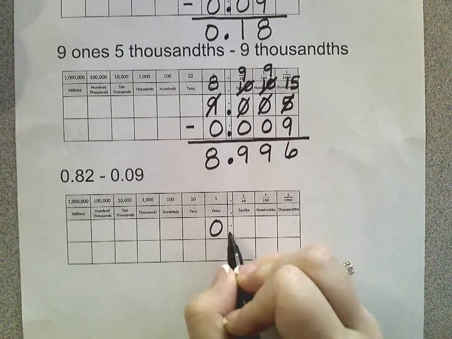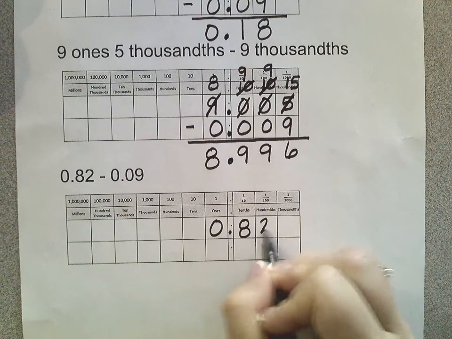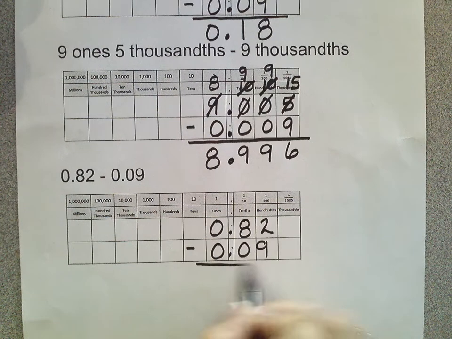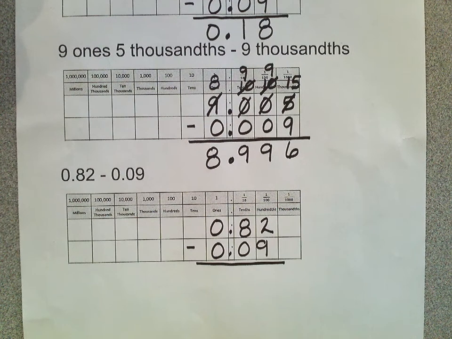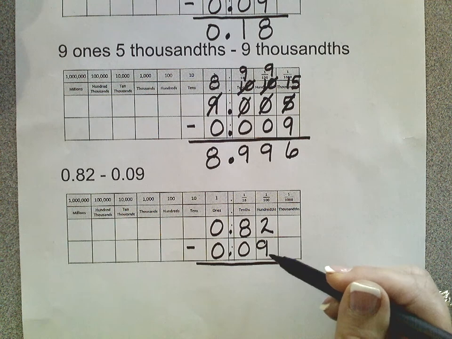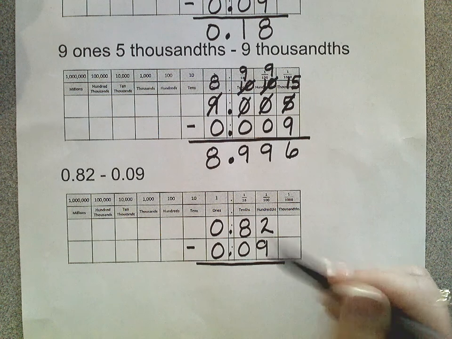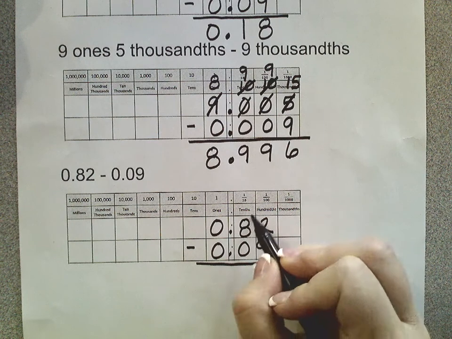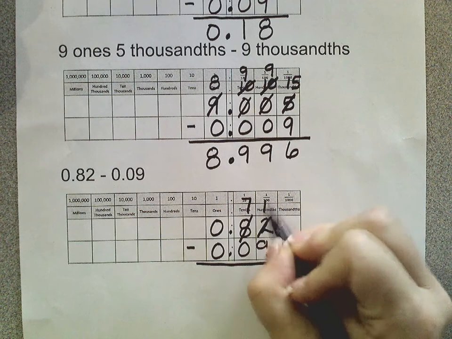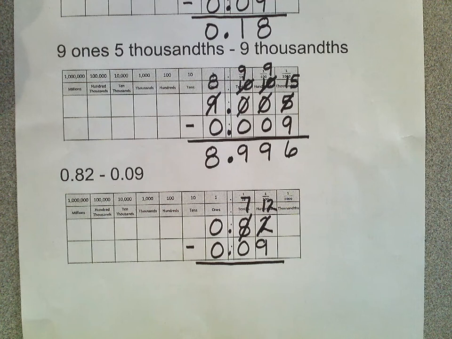0 and 82 hundredths minus 9 hundredths. Set it all up in my place value chart. Everything is lined up according to their place value. I can go ahead and start. 2 minus 9, that's something I cannot do. I can't take 9 away from that 2. So therefore, I'm going to do some regrouping. I'm going to take 1 away from that tenths place, add on 10 hundredths. This becomes a 12. Now I should be ready to subtract.